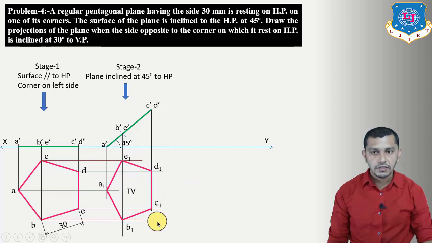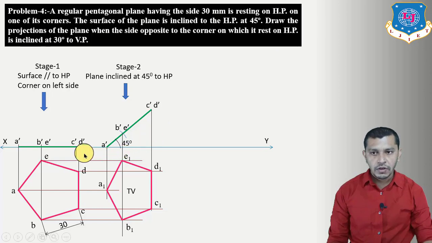Now last stage. So in the last stage we will derive the condition with the vertical plane. Now let's see what the given conditions are. Draw the projection of the plane when the side opposite to the corner on which it rests on HP is inclined at 30 degree to VP.